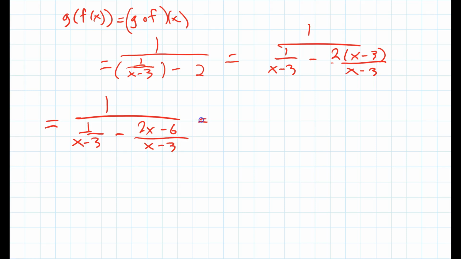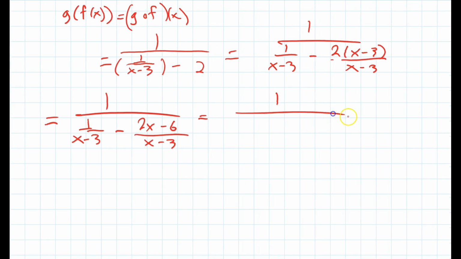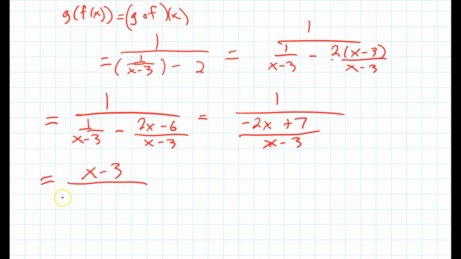And then we combine those together, we get 1 over, of course, a negative 2x, and a negative 6, that would be 1 plus 6, which would be plus 7, all over x minus 3. Now when you have a number divided by a fraction, you just flip the fraction over and multiply. So this becomes x minus 3 over negative 2x plus 7. So that would be the function g of f of x.